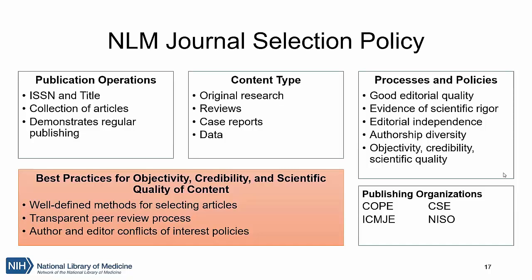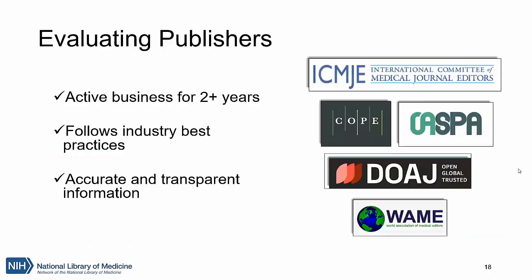Okay. In addition to reviewing the individual journal, NLM staff review publishers that are new to NLM to determine whether the publisher is eligible to have their journals in the NLM collection. First, NLM will only consider an application from an organization that has been publishing scholarly content for a minimum of 2 years. And that's the answer to number 4 on your handout, 2 years.